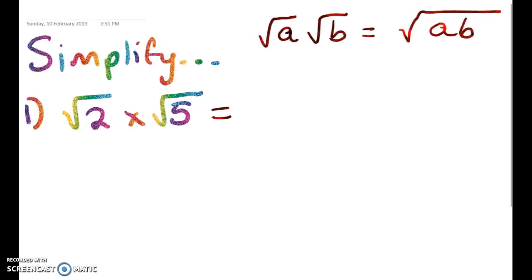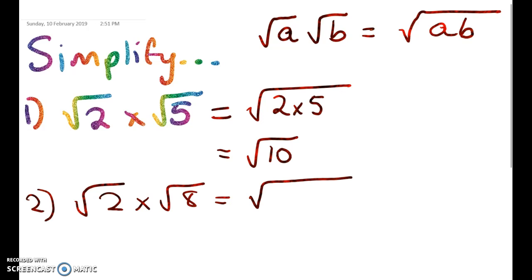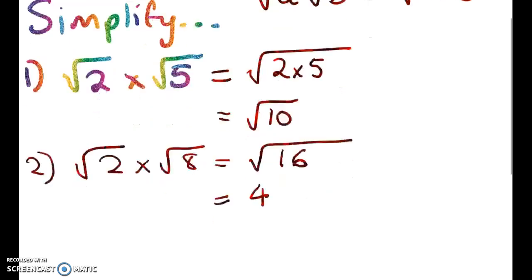So root 2 times root 5 is equal to the square root of 2 times 5, which is the square root of 10. The next one we're going to do is the square root of 2 times the square root of 8. So pause the video and have a go at it now. Okay, so what we will get there is that we can times the 2 and the 8 together and we get the square root of 16. But that's just equal to 4.